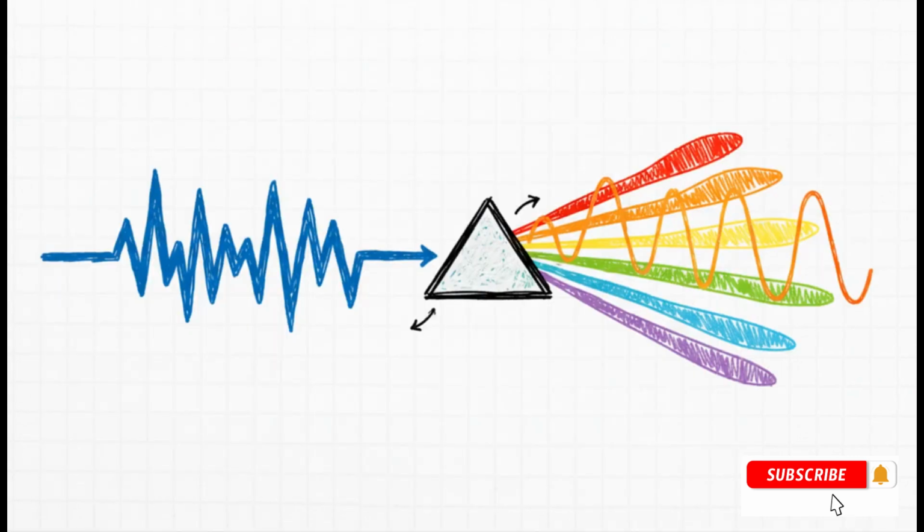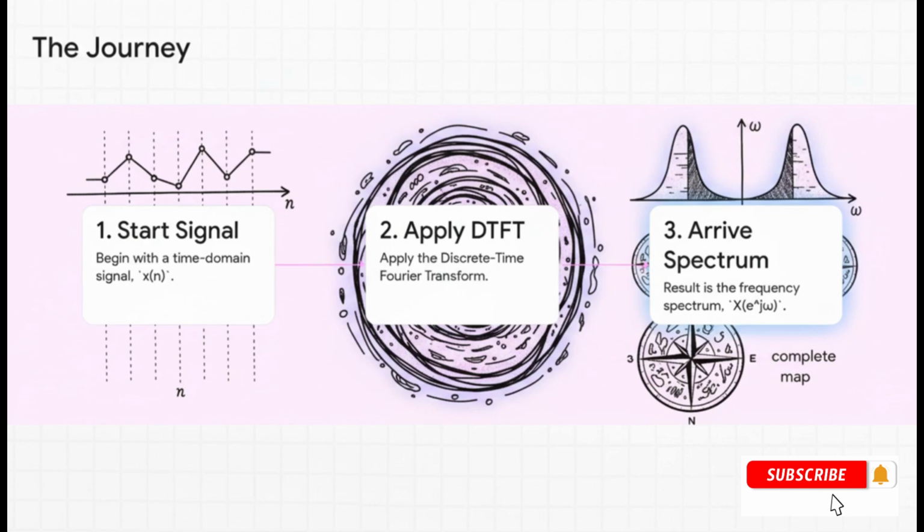And honestly, the absolute best way to think about it is like a prism. You know how a prism takes a single beam of white light, which just looks like one thing to us, and splits it into all its different colors, into a rainbow? The DTFT does the exact same thing for a complex digital signal. It breaks it down into a spectrum of simple, pure frequencies. So the whole journey is really just a simple three-step process. You start with your signal in the time domain. You send it through that DTFT portal, and boom, you arrive at your destination, the frequency spectrum, a complete map of everything that makes up that signal.